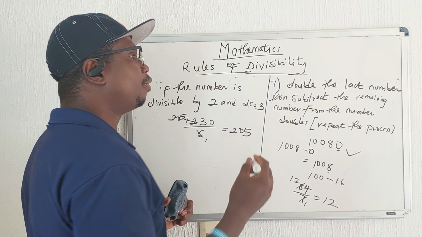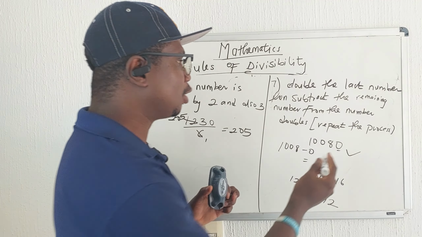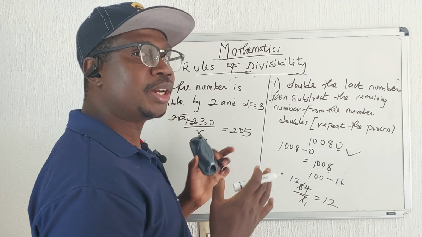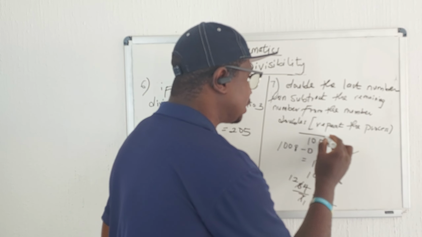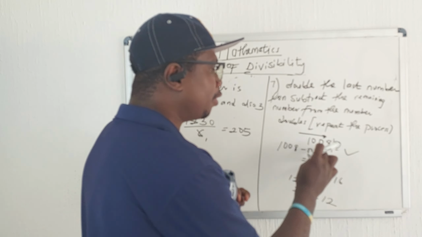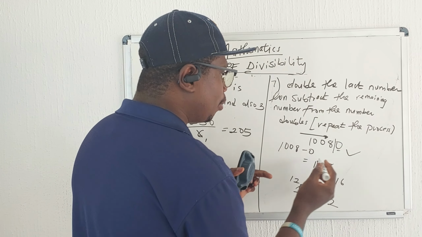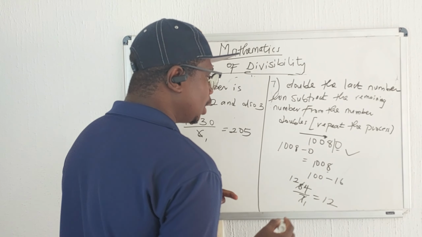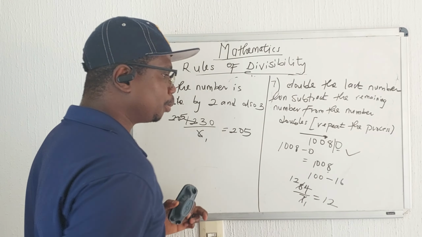Let me take the process again. This check is to, first of all, double the last number. That is the first step. After doubling the last number, then you subtract the remaining of the number from the last number that you doubled. This is our last number. If we double it, we still have 0. Then we subtract 1008 from 0, we still have 1008.